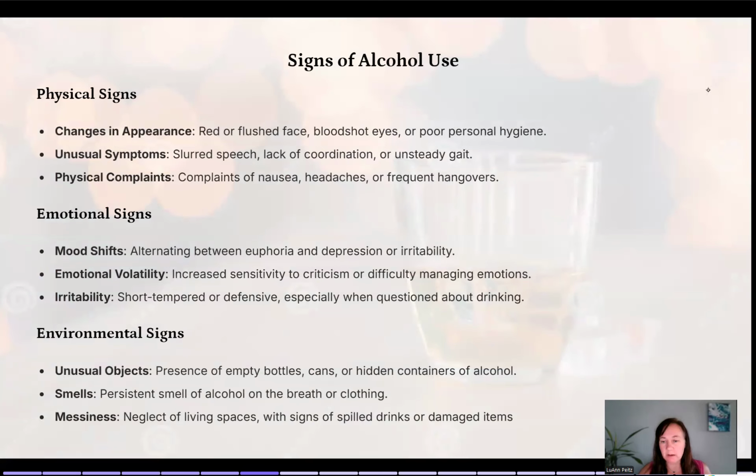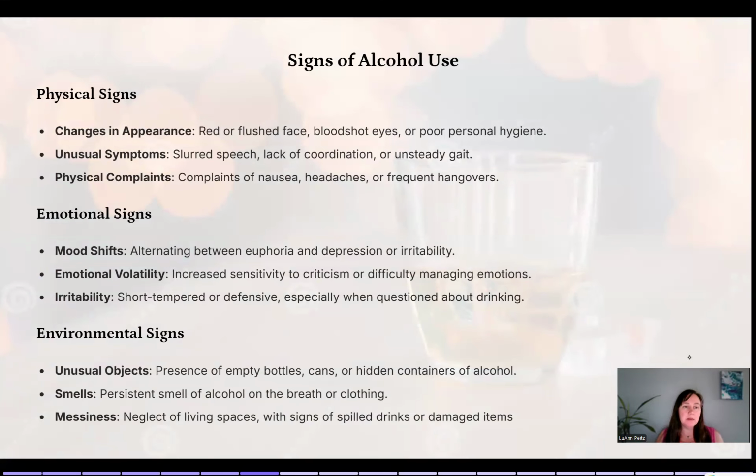So let's talk about alcohol use. The physical signs can be changes in appearance, a red or flushed face, bloodshot eyes, or poor personal hygiene. Unusual symptoms can be slurred speech, lack of coordination, or unsteady gait. Physical complaints, complaints of nausea, headache, or frequent hangovers. Emotional signs, mood shifts, alternating between euphoria and depression or irritability. Emotional volatility, increased sensitivity to criticism or difficulty managing emotions.